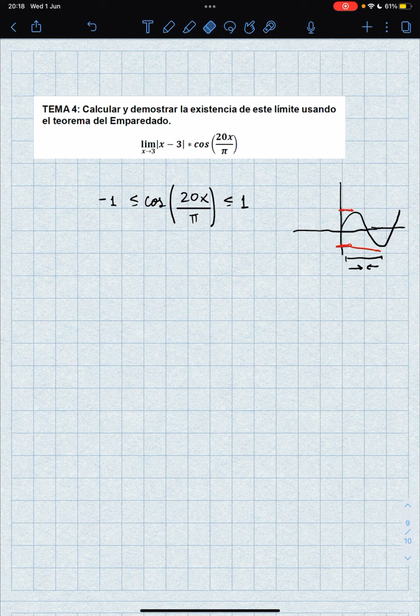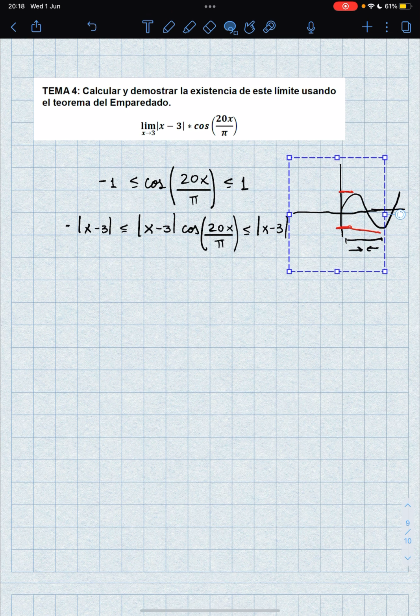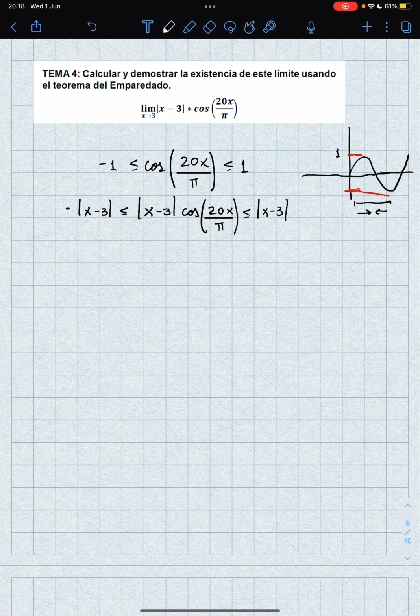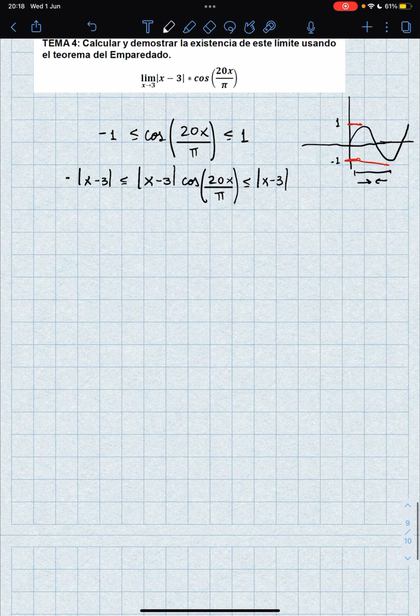So what we need to do is create our function step by step. If I multiply both sides, I'm gonna have x minus 3, and of course, sorry, this is minus cosine of 20x divided by pi times x minus 3. Let me do this like here, so it's gonna be better. Of course this is gonna be between 1 and -1.